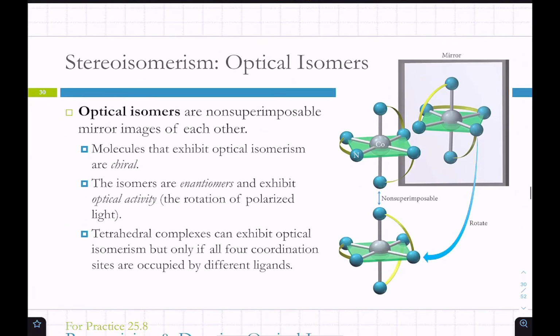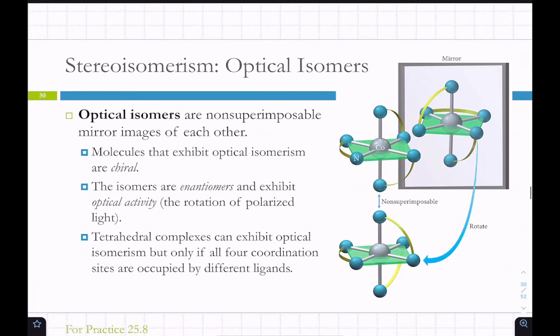Stereoisomers are a special type of isomerism, and it's a really, really cool phenomenon because they're optical isomers. So these types of isomers were first identified when scientists put polarized light through them. And polarized light usually comes from a filter.